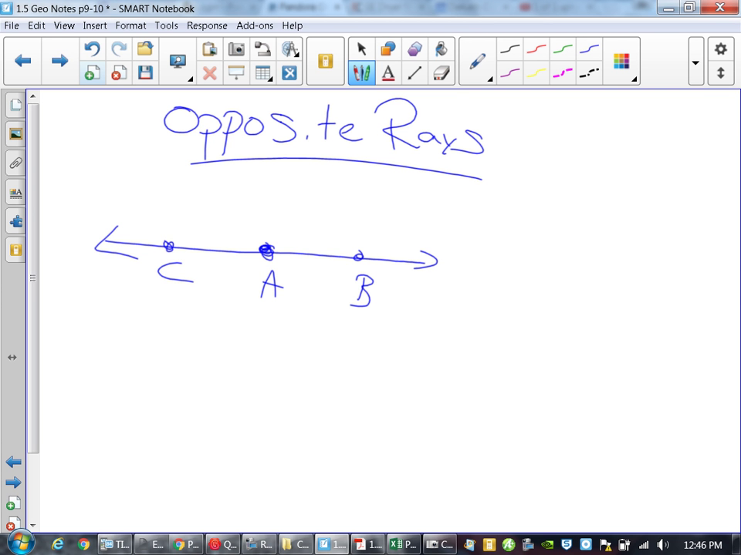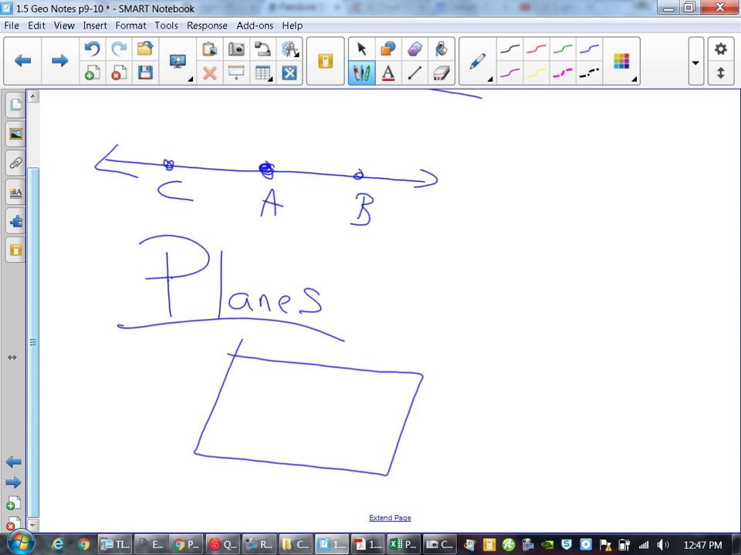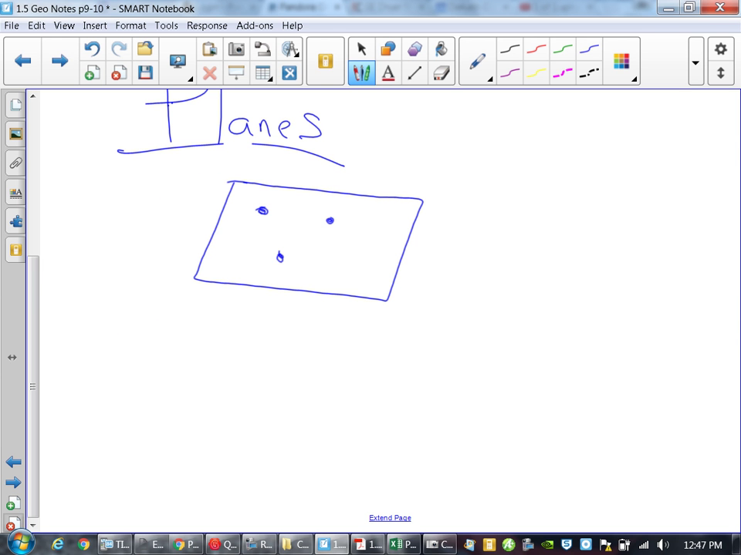What else was there? Planes. How many points do you need to make a plane? How many? 1? 4? 6? Yes, sir. 3. You need 3 points to make a plane. More specifically, they have to be 3 non-collinear points. Remember non-collinear? What was that? Not on the same line, very good. 3 non-collinear points create a plane.